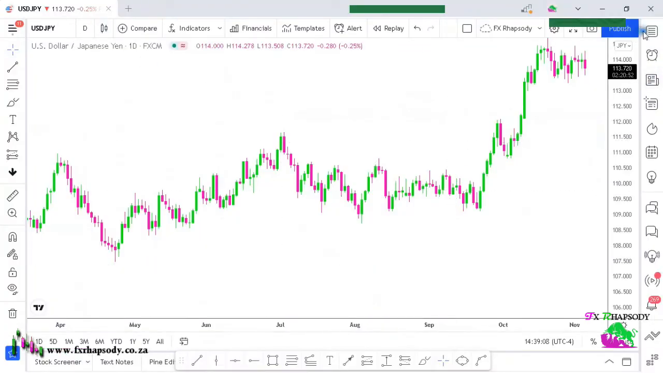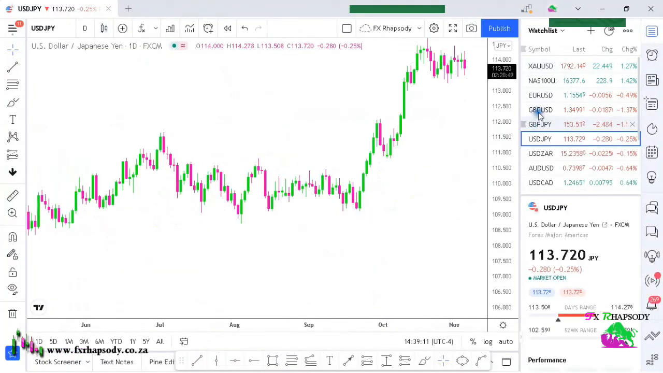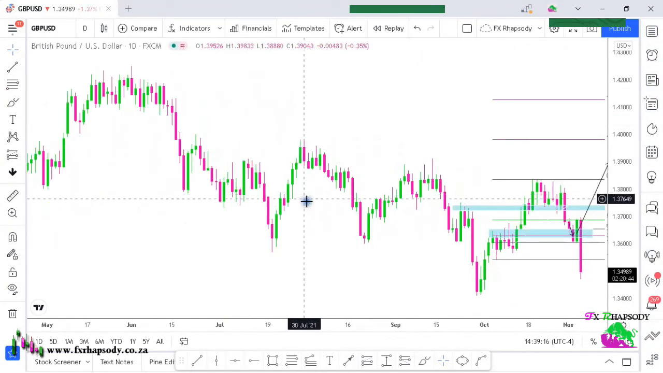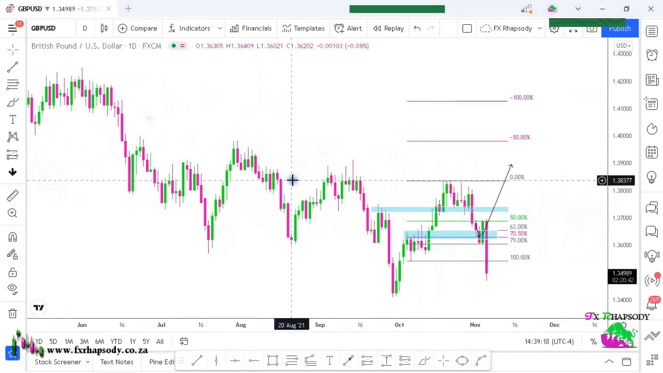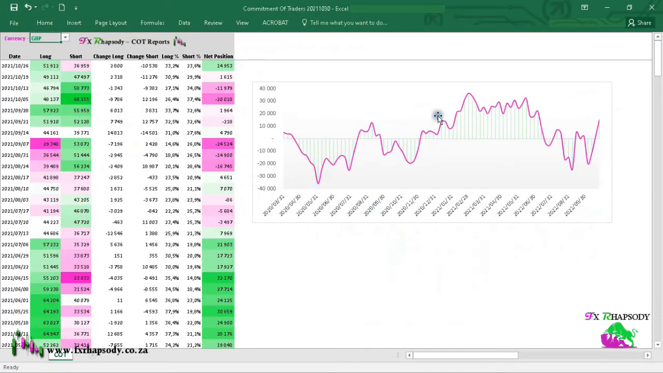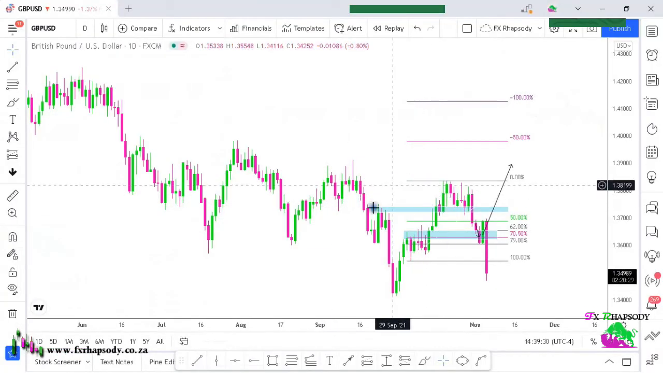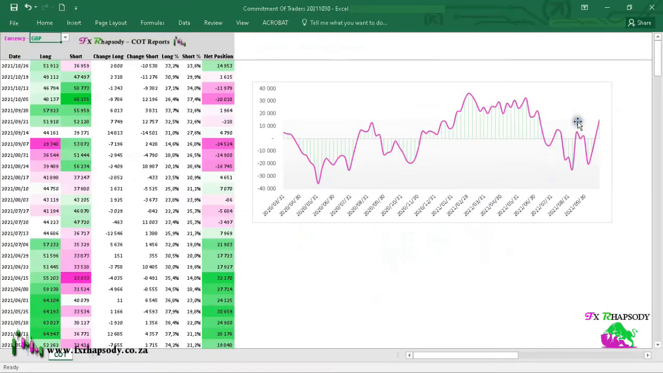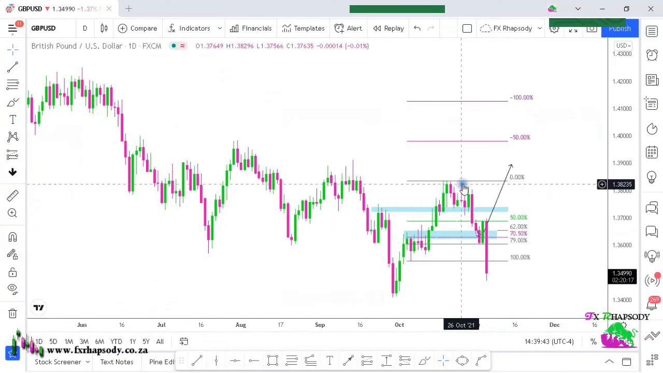Excuse me. Let's look at British pound US dollar first. So the British pound, I still have my previous analysis in there. There are a lot of ups and downs in this, but as you can see, this little movement to the upside over here, this last push to the upside, means that the British pound against the US dollar pushed to the upside. And that's why that push happened.